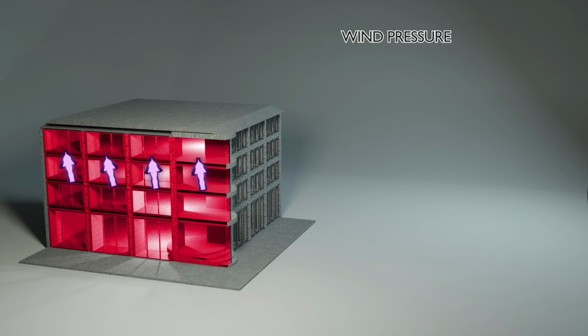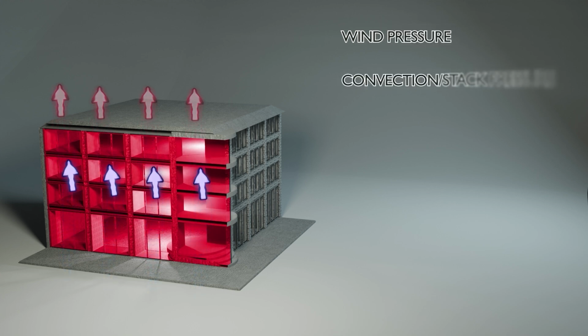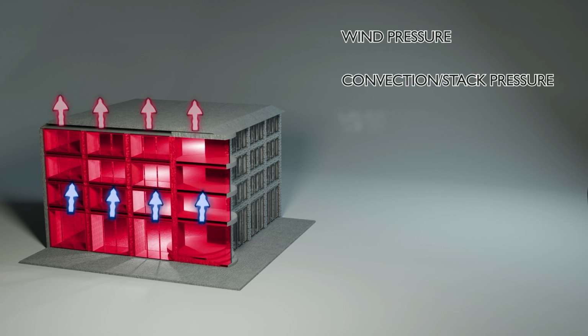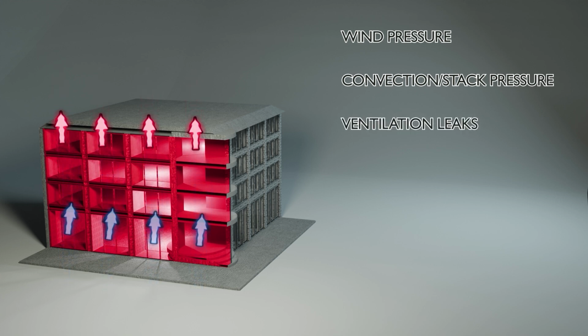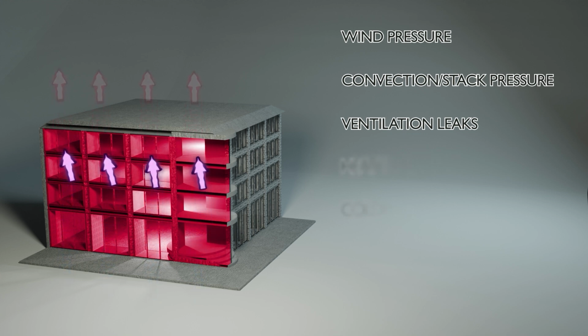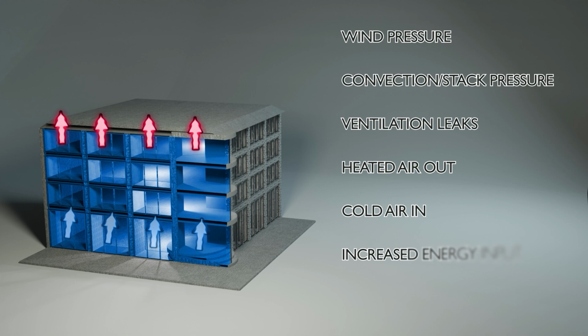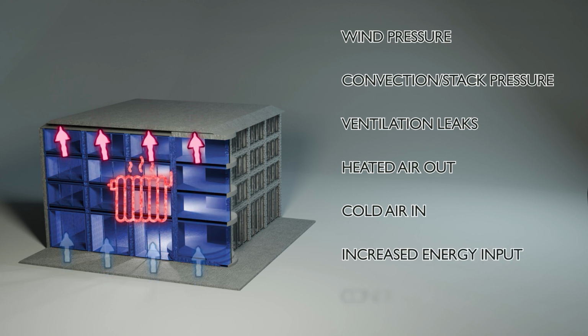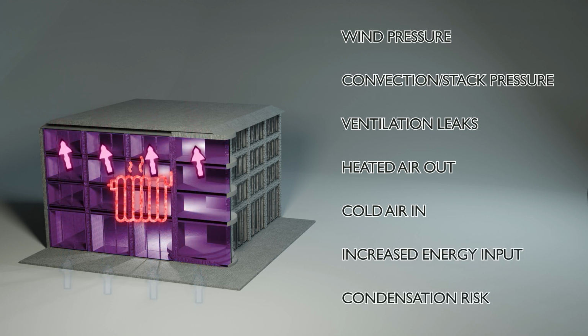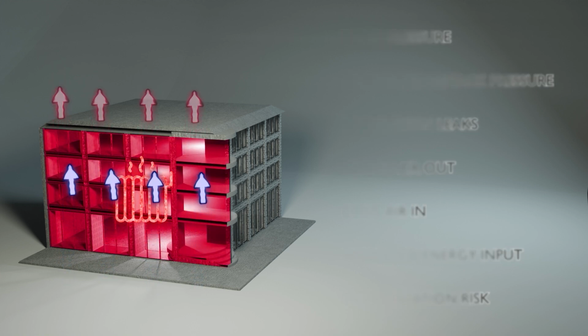Unplanned air movement can be driven by wind pressure acting externally, by convection within the heated envelope, or by leaks in and out of ventilation systems. The higher the rate of air leaked, the more potential there is for heated air to leak out or unheated air to leak in. Either of these will reduce the temperature in the heated areas, requiring more energy input to compensate. Air movement can also drive warm, moist air into cold spaces, creating a condensation risk.